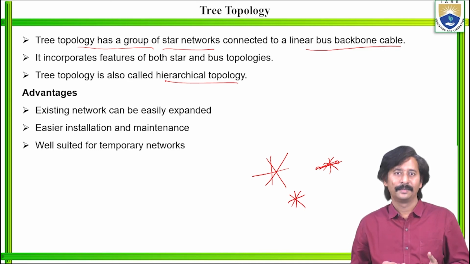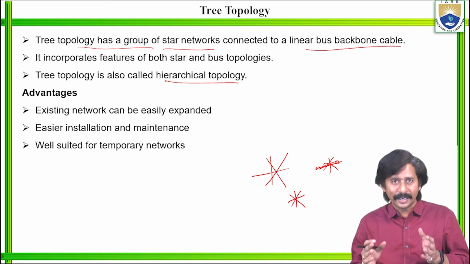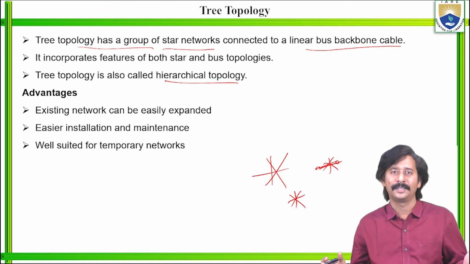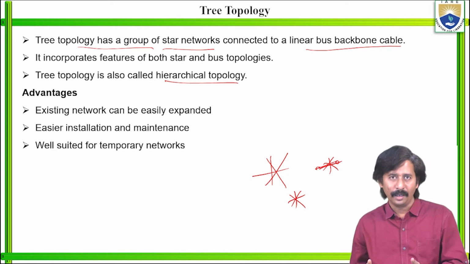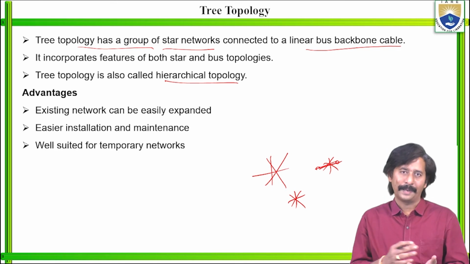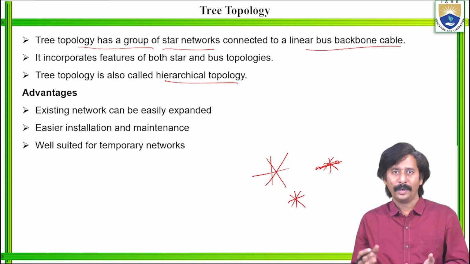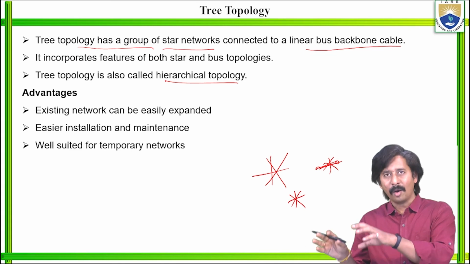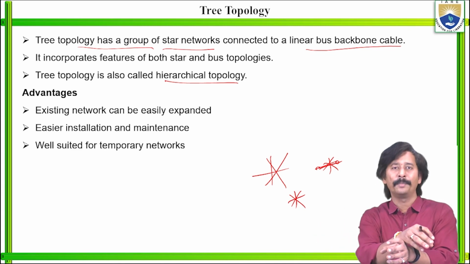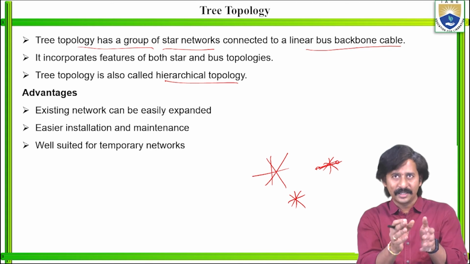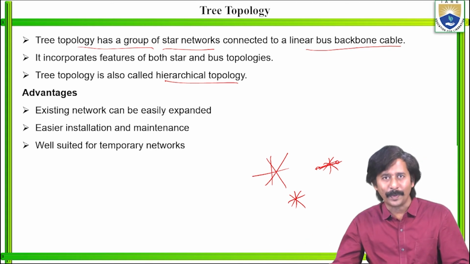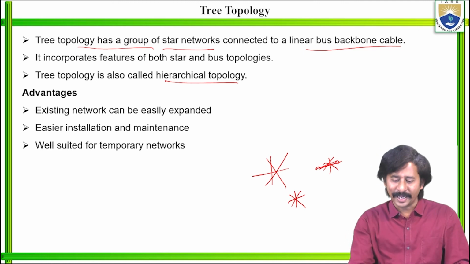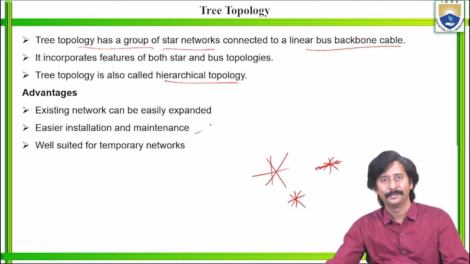After some days, this particular network may be increased, right? At the time of executing or any purpose, I am going to add a number of laptops, a number of mobiles. What happens? These nodes or devices again come into my home network. So whatever the existing network, that particular network can be easily expanded. Then, easier installation and maintenance.